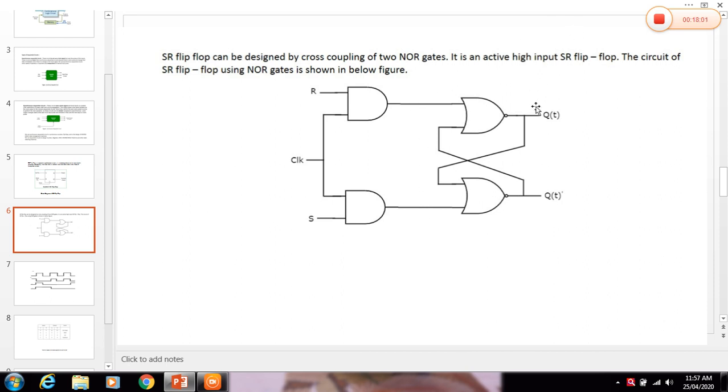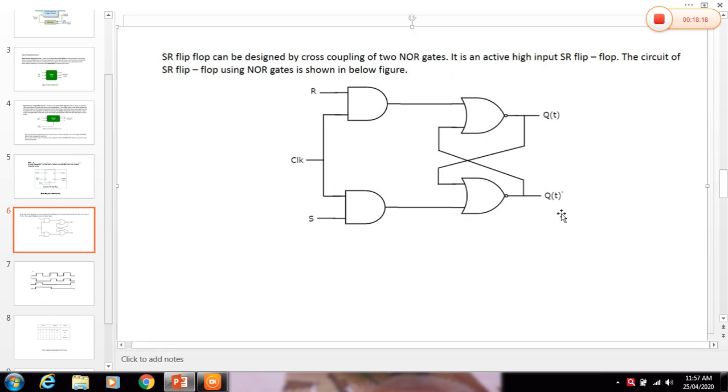Suppose 0 was stored here. Now here we are giving 1. Here we are giving 1. 0 was stored here, and here we are having 1. For 0 and 1, the Q complement will be 0. Now this 0 will go here. Here we are having 1. Again for 0 and 1, Q, as the NOR gate functions, will be 1.